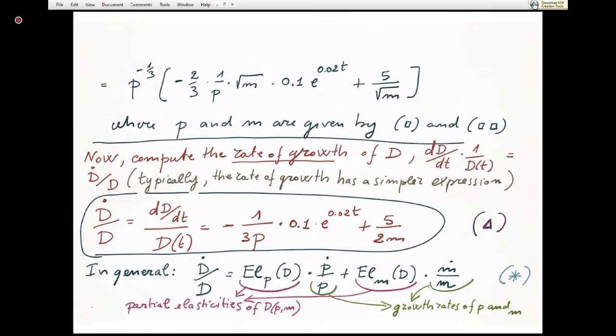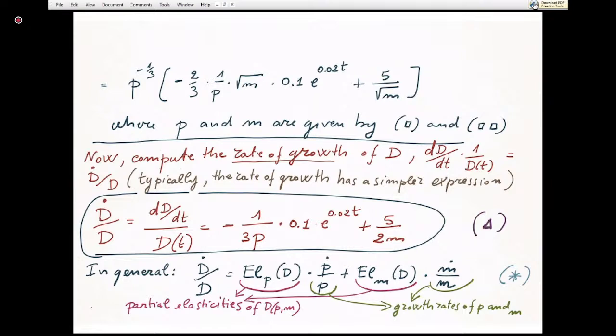Okay, so this is basically the structure of our formula. If you are interested in the growth rate of the dependent variable, the additive formula relates the growth rate of D to the time growth rates of the two independent variables. In this way, the time growth rate of the price times the partial elasticity of D with respect to the price, plus the time growth rate of the income times the partial elasticity of the demand with respect to the income.